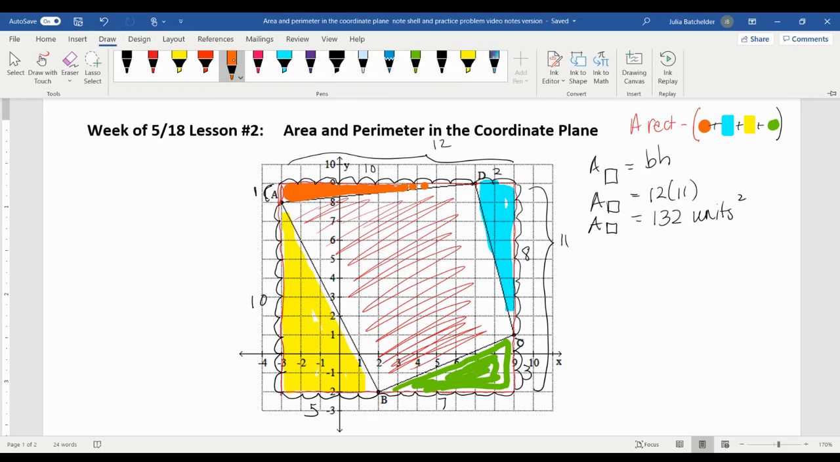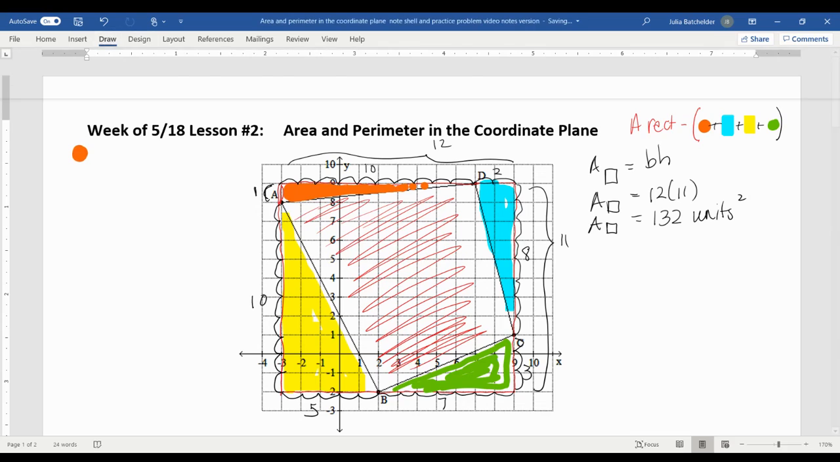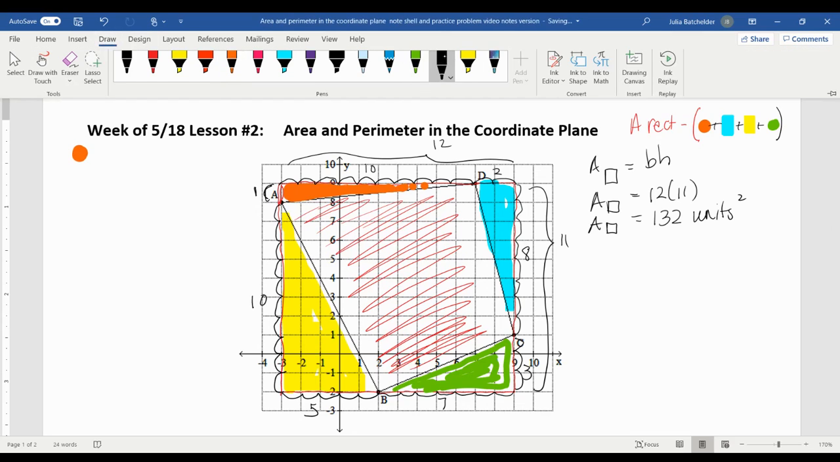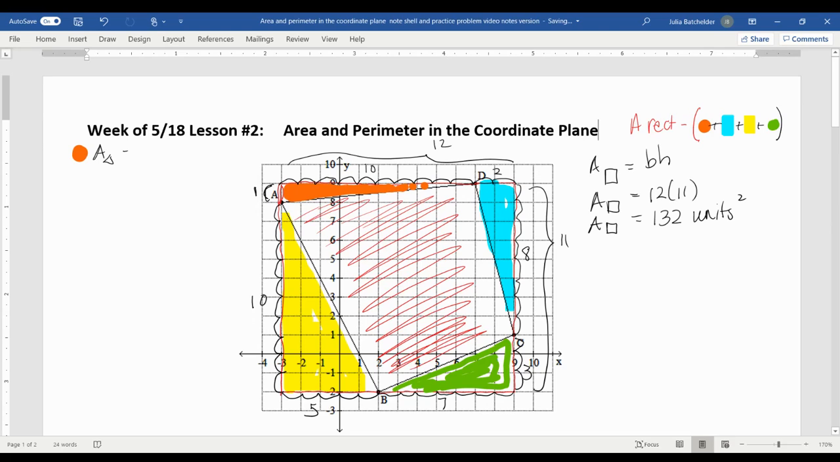Okay, so let's do our orange triangle first. So we know the area of a triangle is base times height, and then we have to cut it in half. So if we think of the base as being this, I guess we could think of that as the height. I guess the base would be 10. Doesn't really matter. 10 on one side and 1 on the other, because remember we have to have base and height be perpendicular. 10 times 1 and cut it in half. So the area of that triangle is going to be 5 units squared.